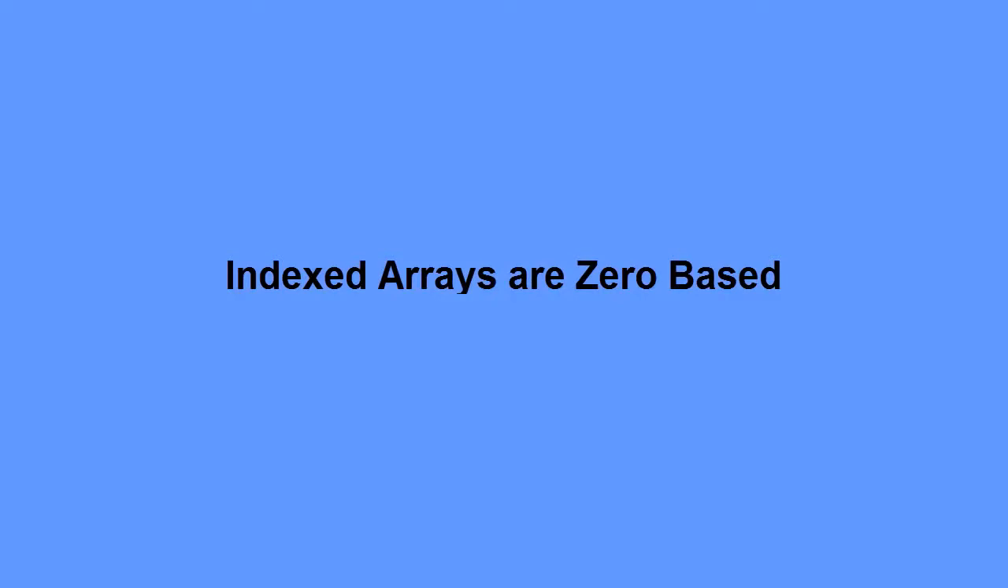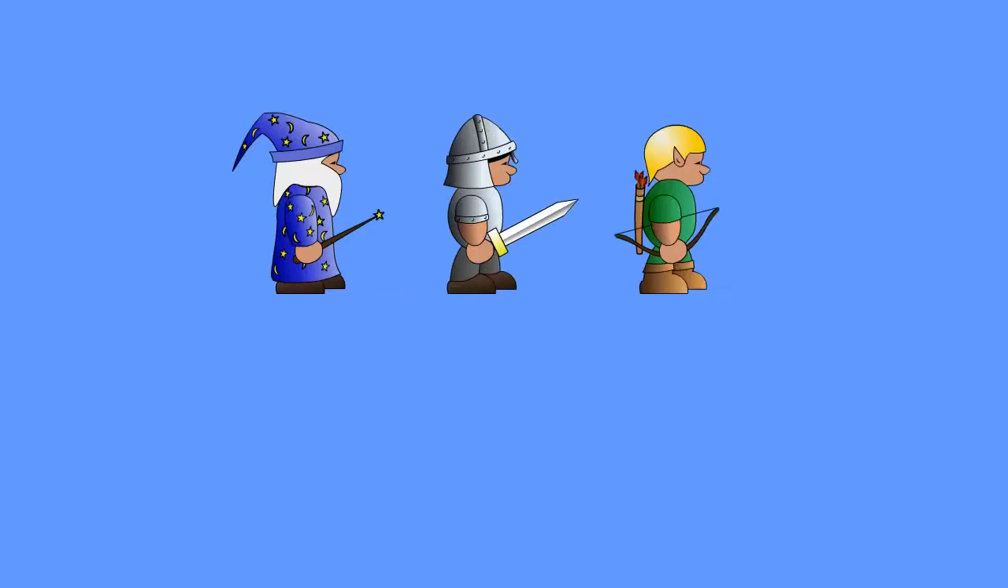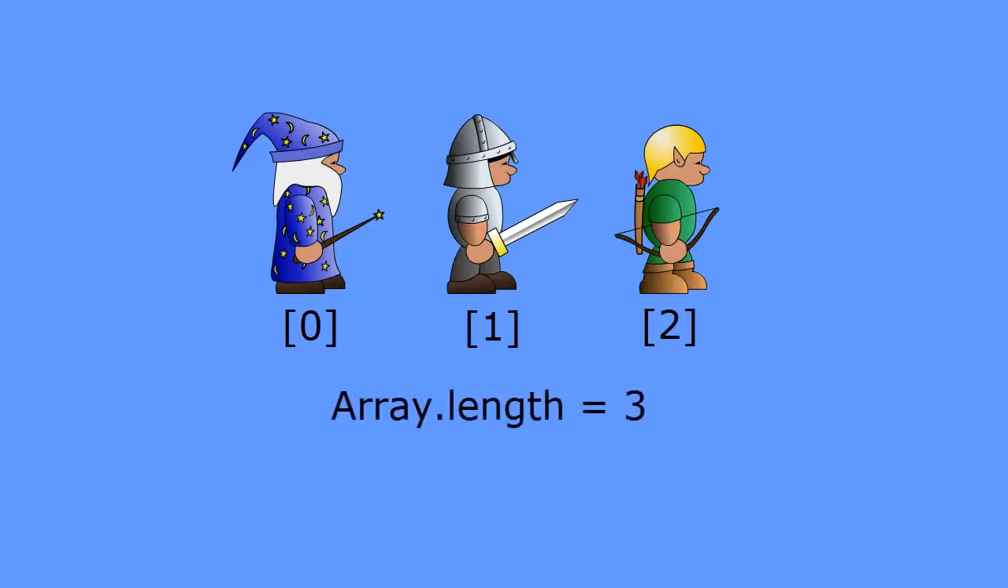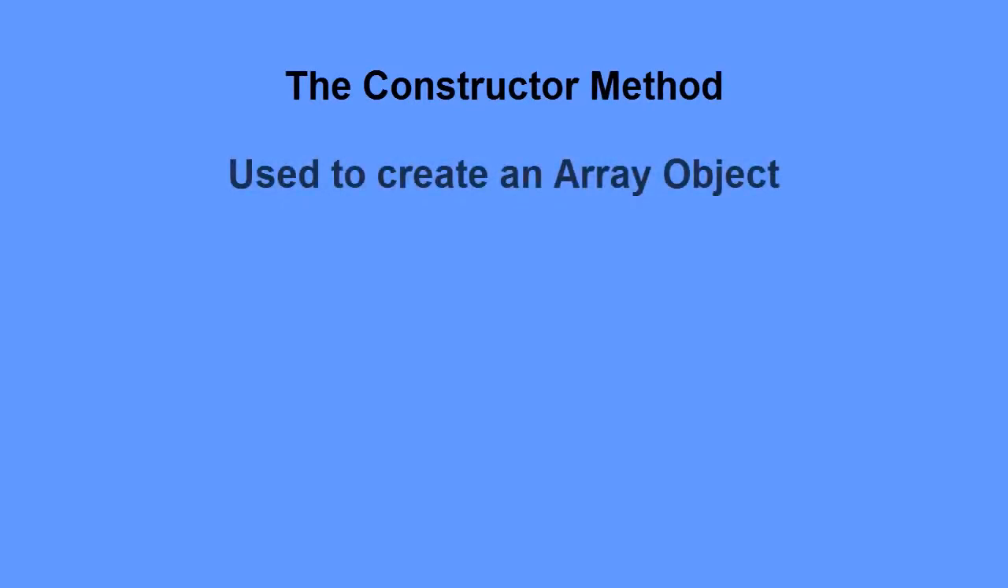If I were to create an array whose elements were wizard, knight, and elf, the index value of the wizard would be 0, the knight would be 1, and the elf would be 2. There are 3 items in this list, so the length of this array is 3. It's important not to confuse the index value of the last item, which is 2, with the array length, which is 3.